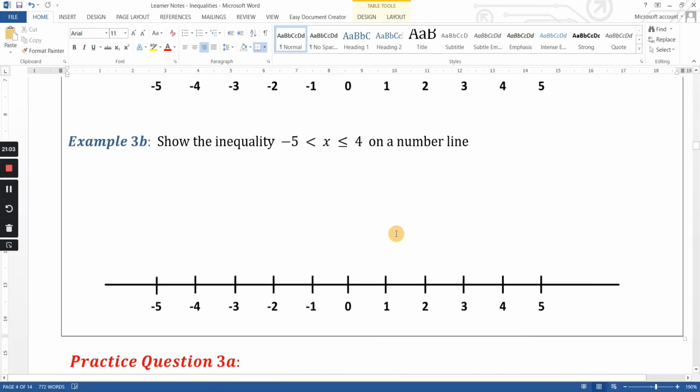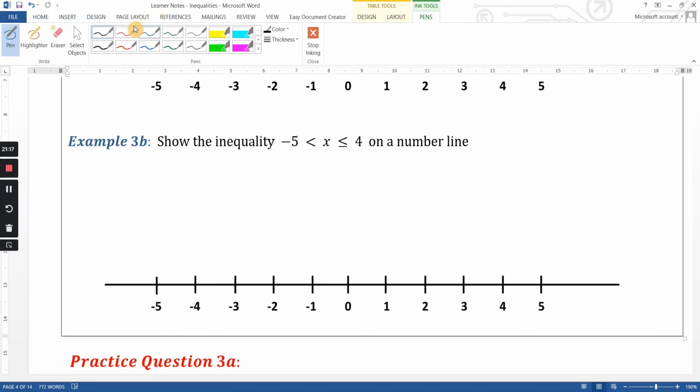Next one, show the inequality. Minus 5 is less than x, which is less than or equal to 4. So our values of x are between these two numbers. Again, I'm going to draw circles above each number they mention. So there's one on minus 5 and there's one on 4.